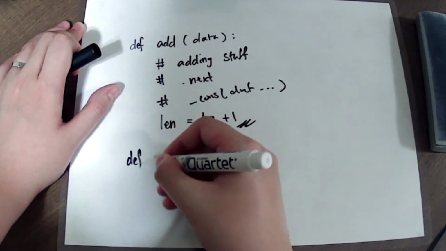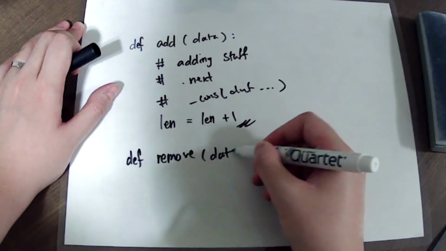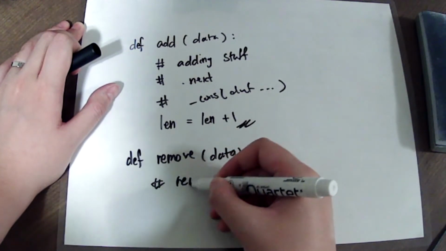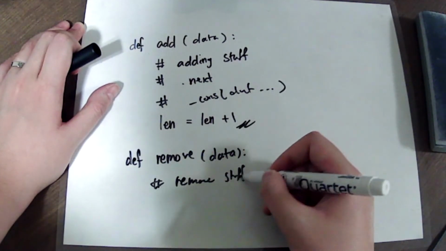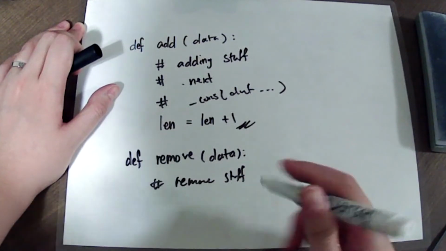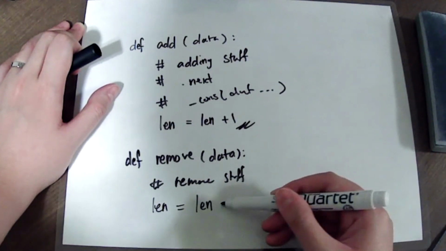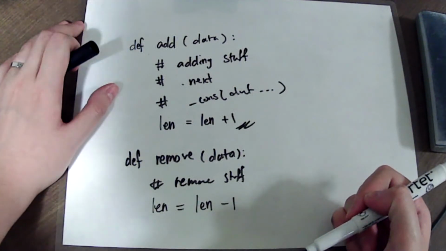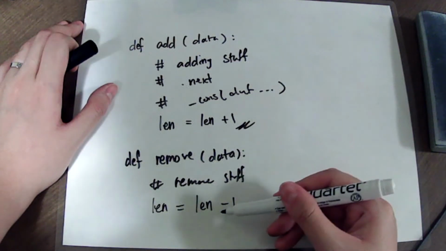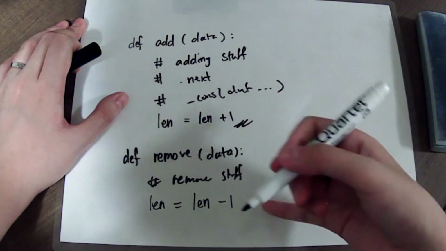In case of remove, what do we do? Let's say we do the remove stuff. So we do the remove stuff and we decrement the length by 1. So this is basically how we utilize the length value, and now we have updated the length value successfully.